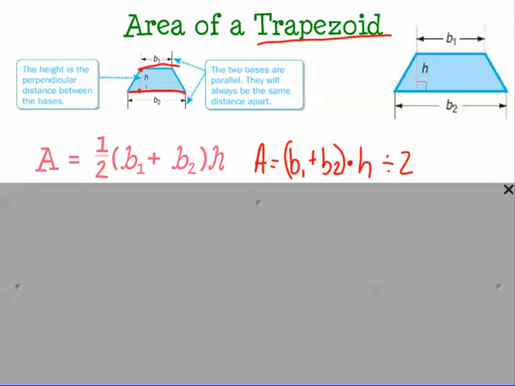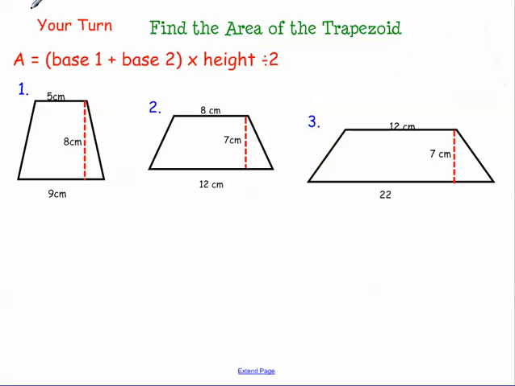So let's do an example. I wrote the formula again. Base 1 plus base 2 times the height, divide by 2. So we're just plugging in. First of all, you need to figure out where my bases are. My bases are my parallel lines. So these are my bases. So base 1 plus base 2 times the height, there's my height, divide by 2.